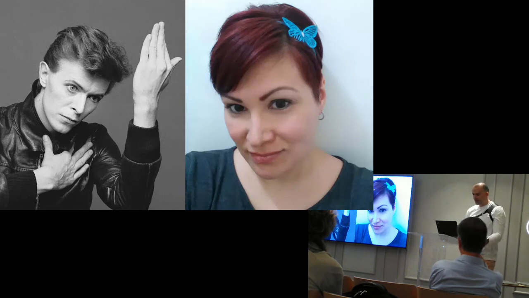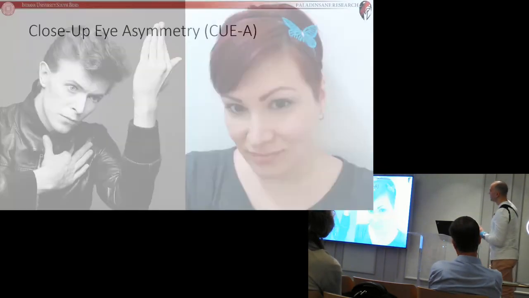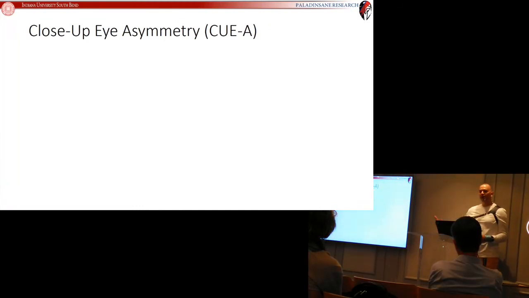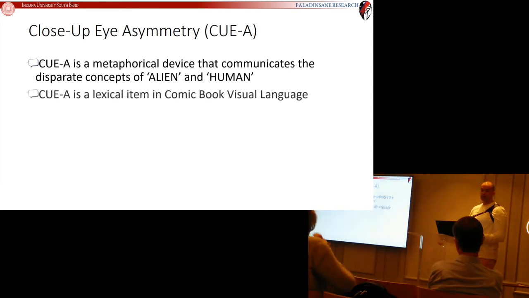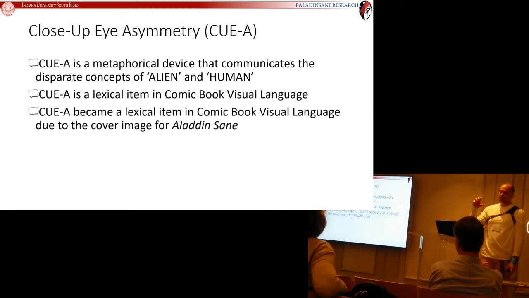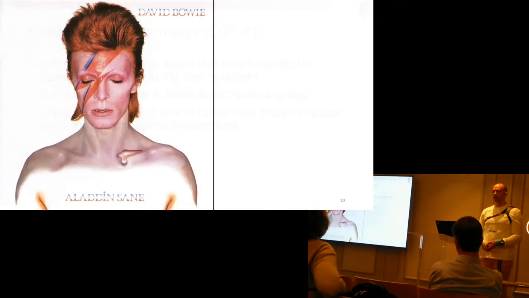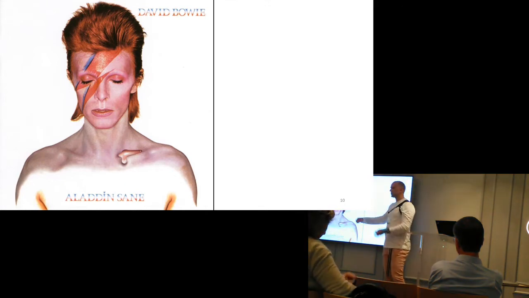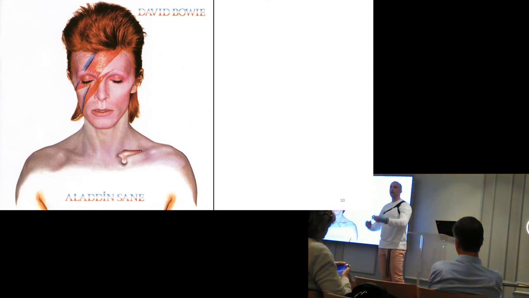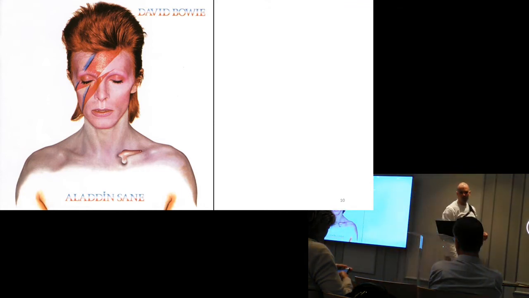All right, so on to the actual research. We're going to be talking about close-up eye asymmetry. This is a metaphorical device that communicates both the concepts of alien and human. I'm going to show that it is a lexical item in comic book visual language, and then I'm going to provide evidence that will hopefully convince you that it became a lexical item because of the cover image for Aladdin Sane. I am in no way trying to argue that this was the first time somebody did close-up eye asymmetry. But what I'm going to argue is that this was the moment when it became incorporated and then spread through that comic book visual language.